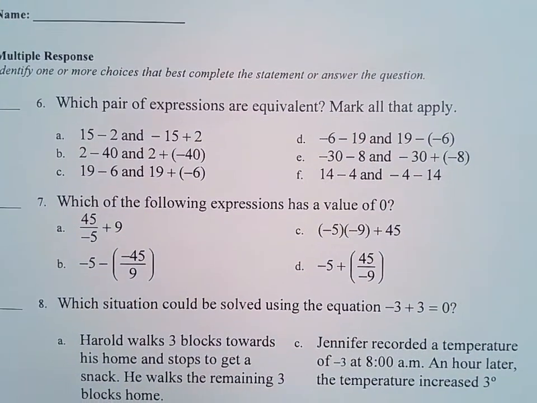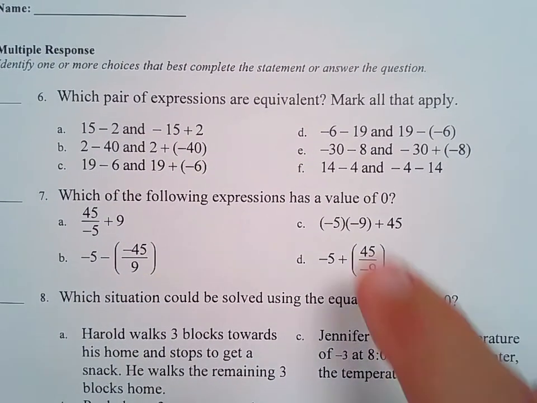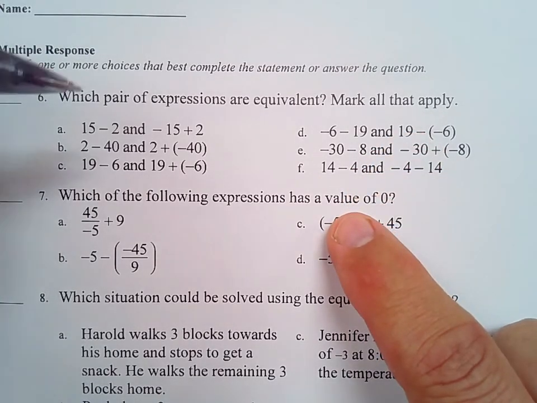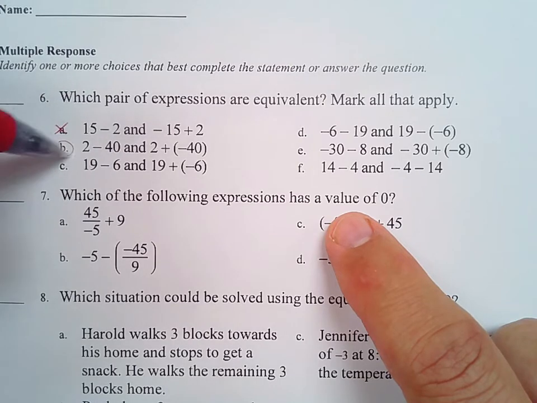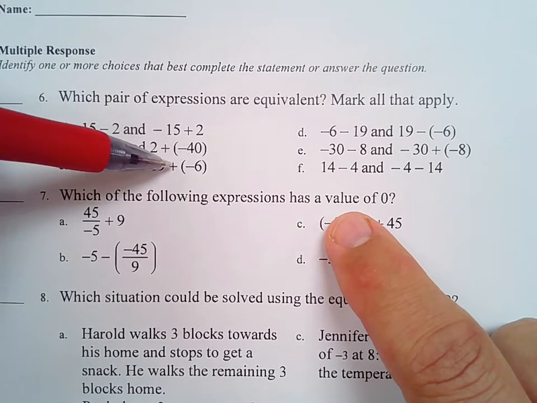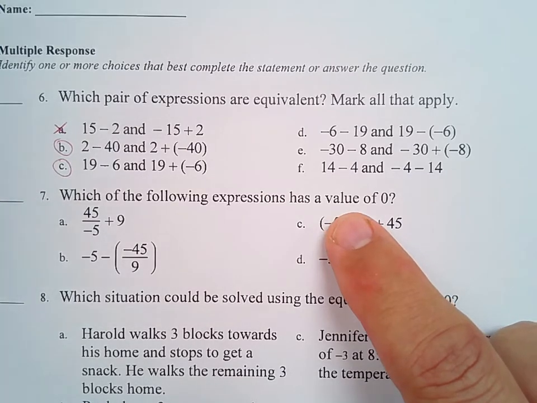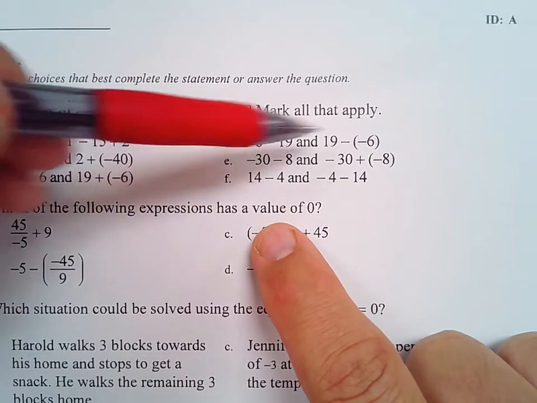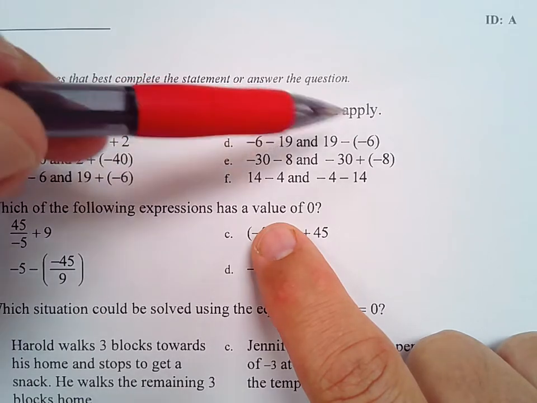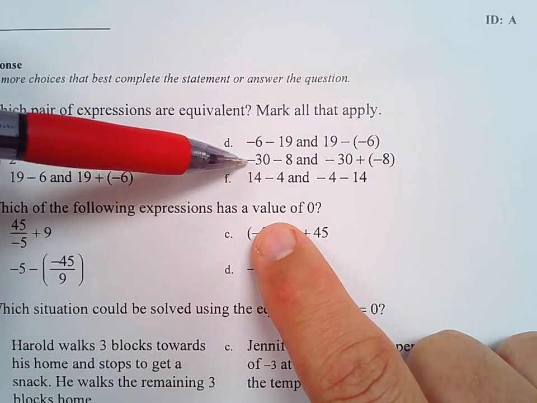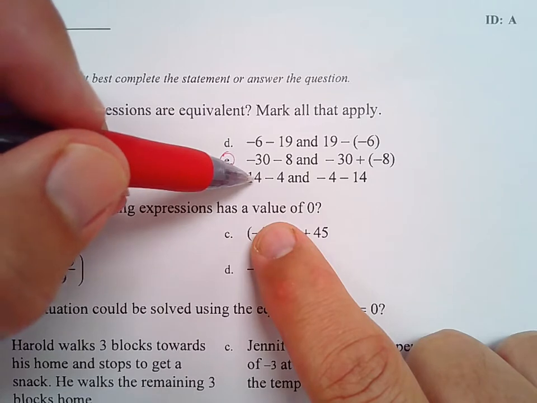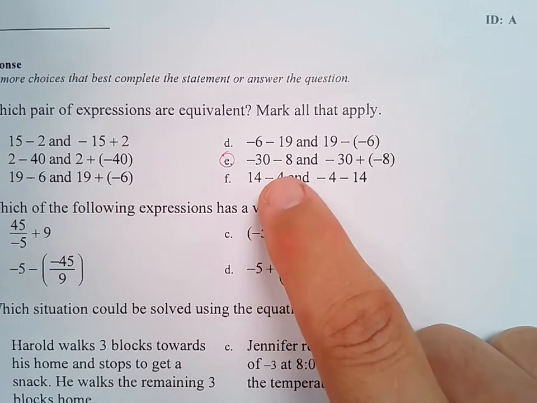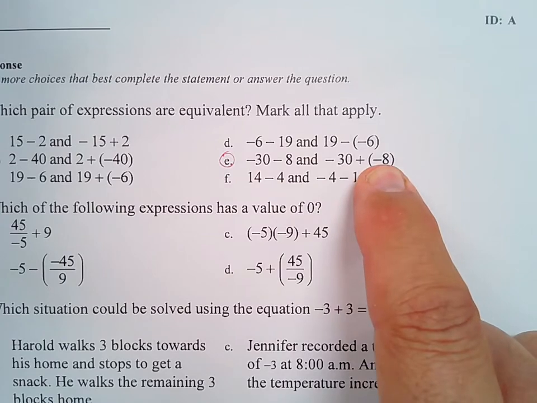Number 6, which pair of expressions are equivalent? Mark all that apply. Let's see. We have 15. No, that's not the same. Subtraction is the same thing as addition of the opposite. Yeah, that's it. Yes. Nope. No, that's not. You can't subtract 19. No, you can't switch them around. And subtraction is the same thing as addition of the opposite. Yeah, that would be E. And no, that's not it. So there's those 3. And the whole thing is subtraction is the addition of the opposite of that number.